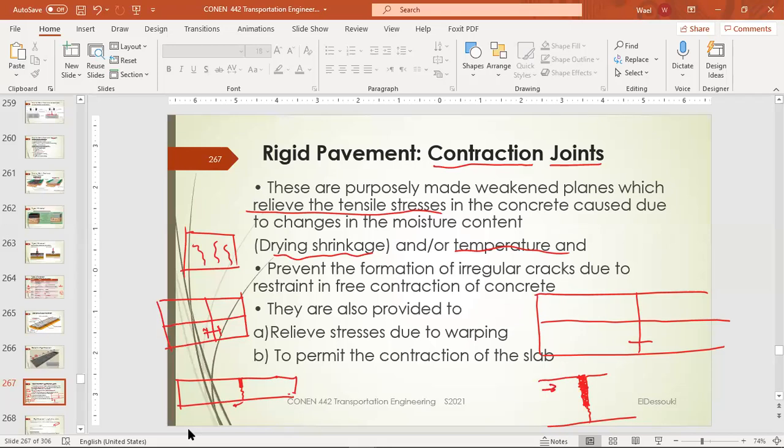Okay, so the purpose of contraction joints is to prevent the formation of irregular cracks due to restraint in free contraction of concrete. They are also provided to relieve stresses due to warping and to permit the contraction of the slab.